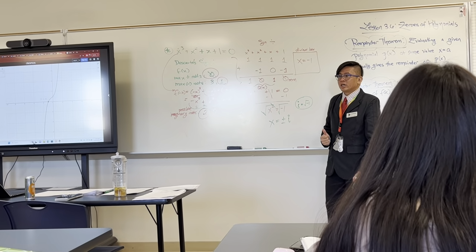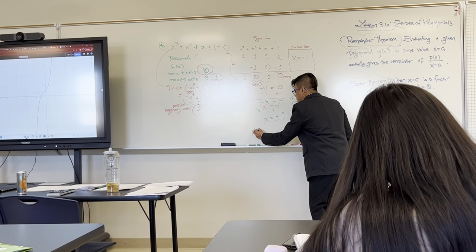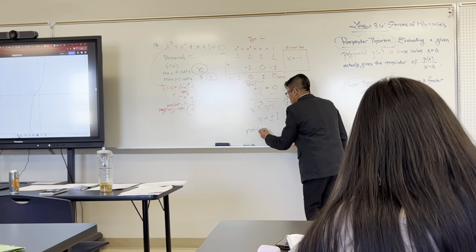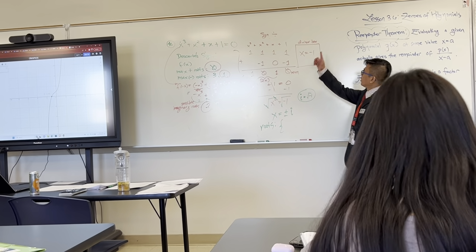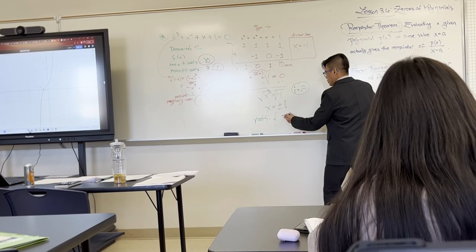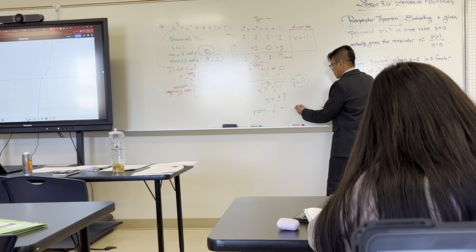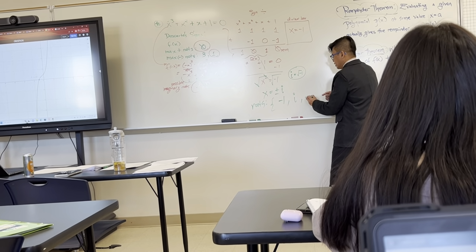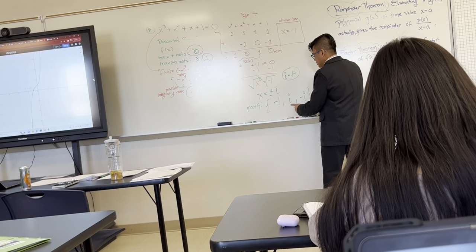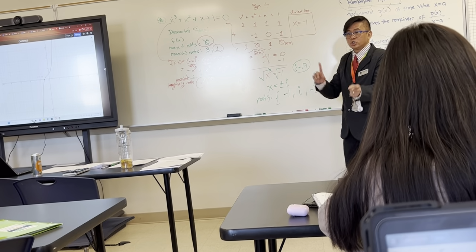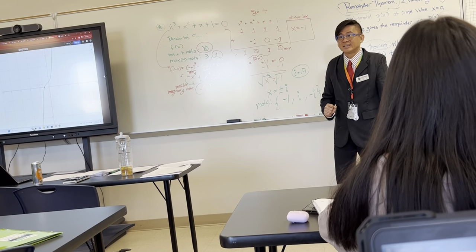So what are all the actual roots? What did you get? Negative 1, i, and negative i. As you may notice, these two are conjugates of each other. Get it, guys?